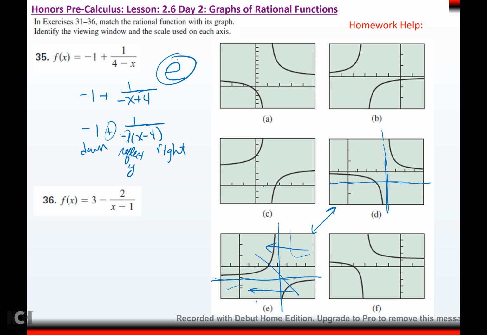And for 36, we're going to go 1 to the right, 3 up, and this is going to reflect over x, which again is going to make it boomerang this way instead of the other way. So I've got to go 1 to the right, here or here, and I've got to go 3 up, 1, 2, 3, and I know that it has to boomerang this way because the fraction is negative, so 36 has to be C.